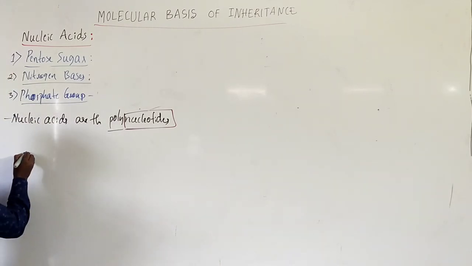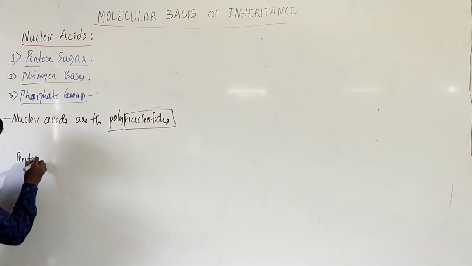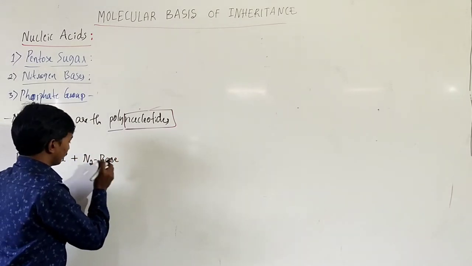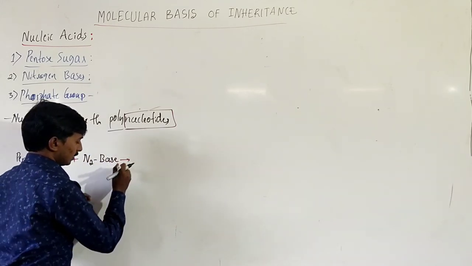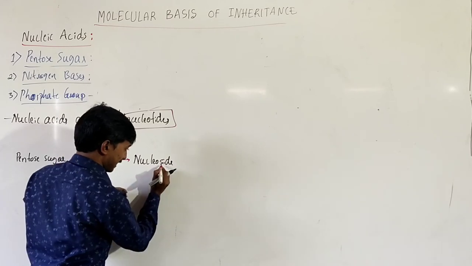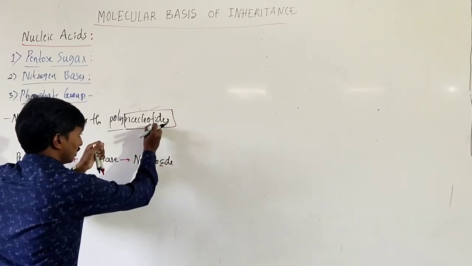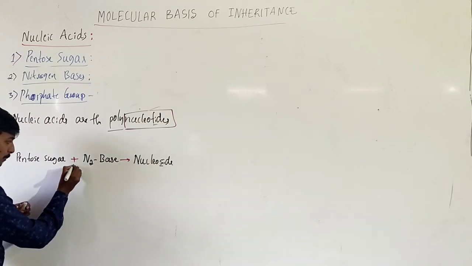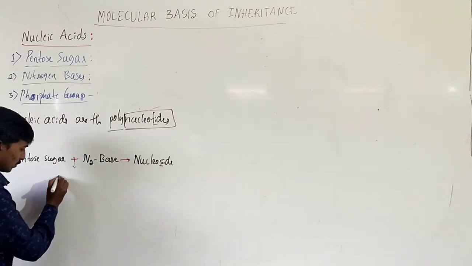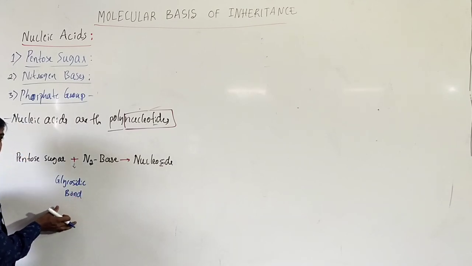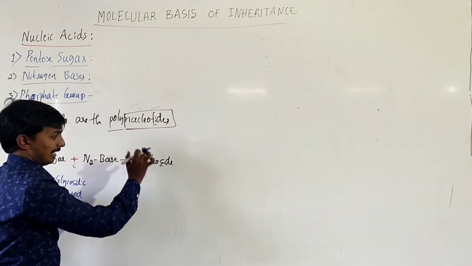So firstly, when pentose sugar combines with a nitrogen base, then it is known as a nucleoside. Remember this, nucleoside. It is a nucleotide here. When pentose sugar combines with a nitrogen base, it is called the nucleoside. And here there is a bond formation between the two. The bond is known as a glycosidic bond. So this bond will lead to the combining of pentose sugar as well as nitrogen base to form a nucleoside.